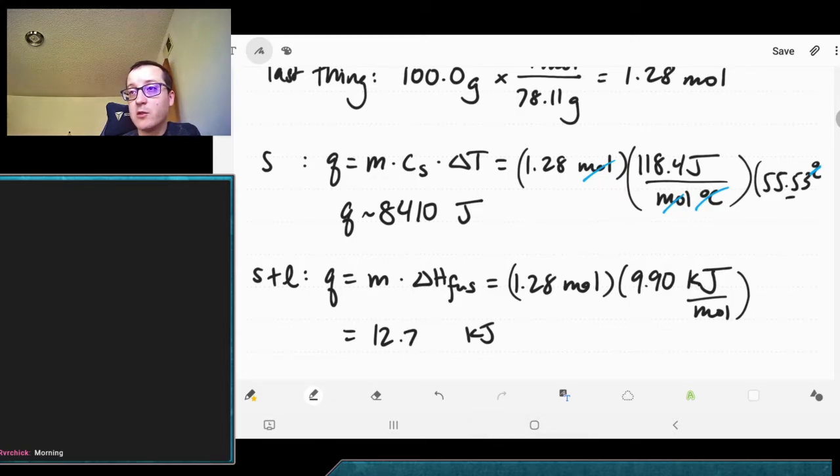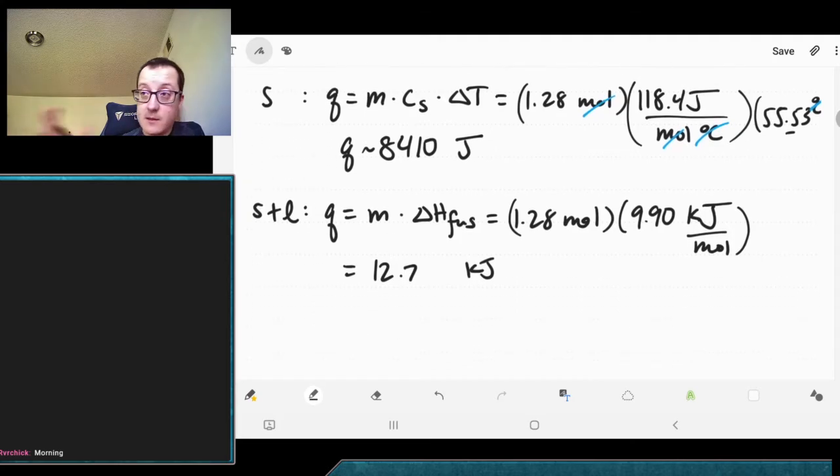So 12.7 kilojoules. But since the question does want it in joules, just to make sure our units are consistent, we can just go ahead and do that. So we'll just put that in joules. And so that one answer should be A.